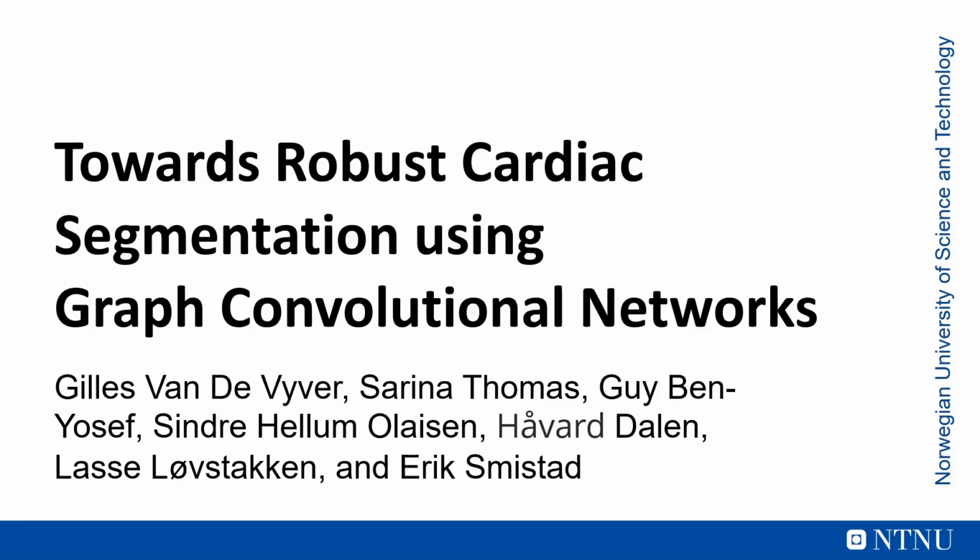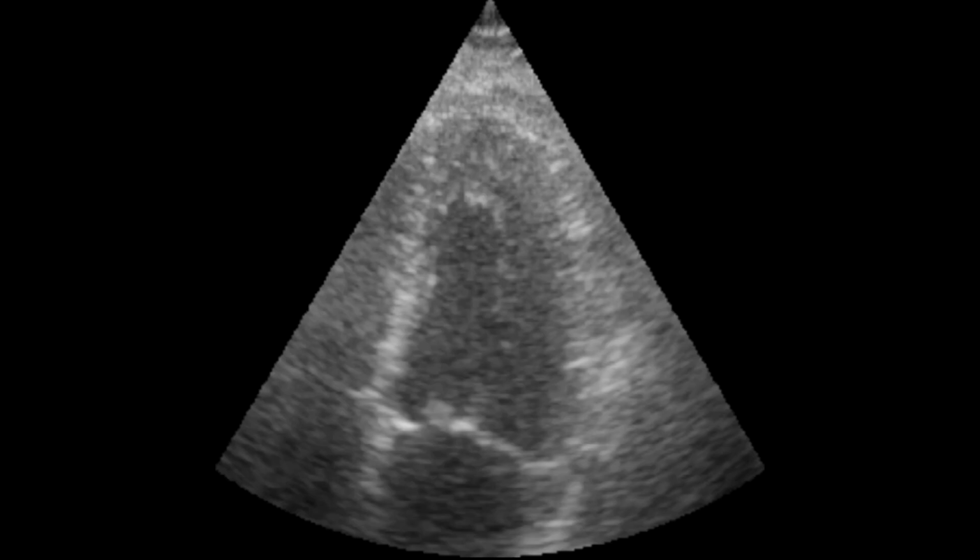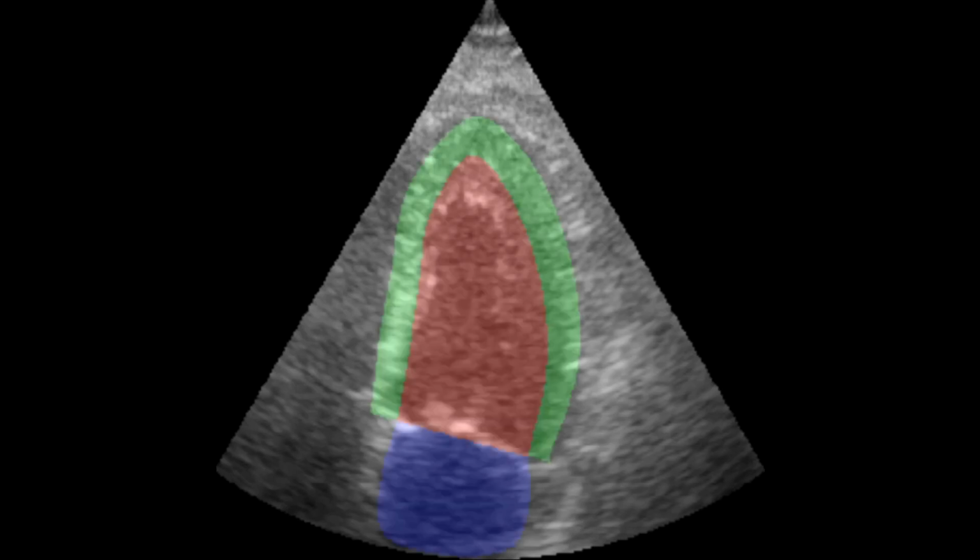Hello, I am Joe van de Vijver and I will present you our work towards robust cardiac segmentation using graph convolutional networks. Starting from the basics, for cardiac segmentation we start with an ultrasound image of a heart and we want to segment the regions of interest, like so.